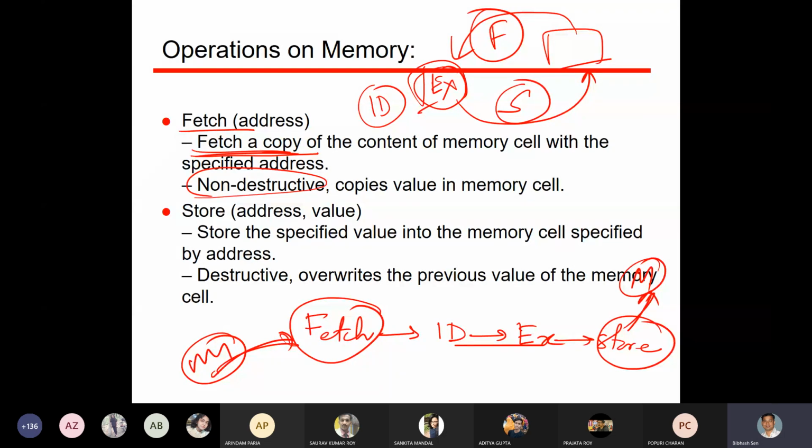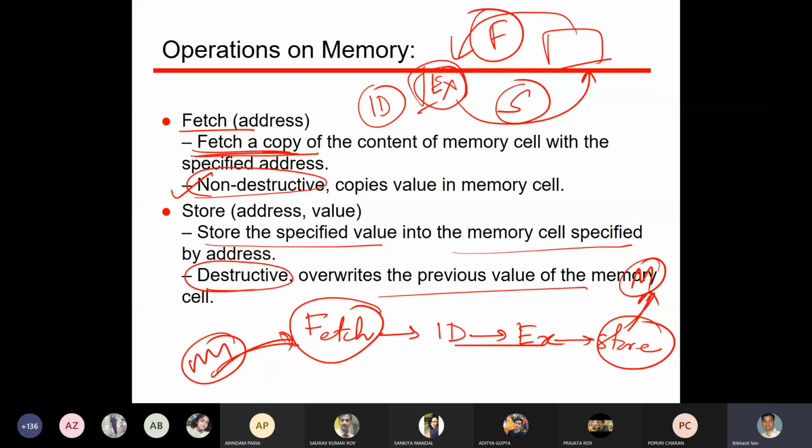You just read the value. That is sufficient. You are just reading the value, but the contents of the register or memory location are not altered. That's why it is called non-destructive. But store puts the specified value into the specified memory cell. It may happen that you are storing the same value again, but it will be overwritten. That's why it is a destructive operation. If the previous value is the same, it will overwrite. If it is a new value, it will update with the new contents.